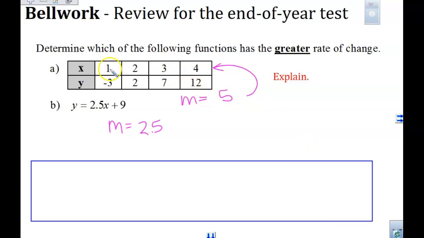For that end of the year test, which one is greater? 5, because we were adding. Here, 2.5, we would say A, because 5 is bigger than 2, right? And a half. 5 is greater. If you wanted to write that word out, you could.